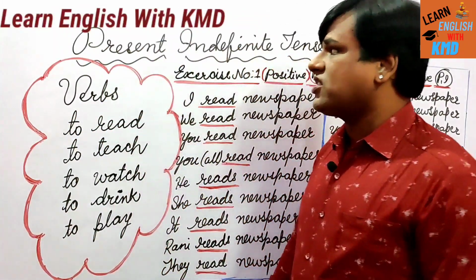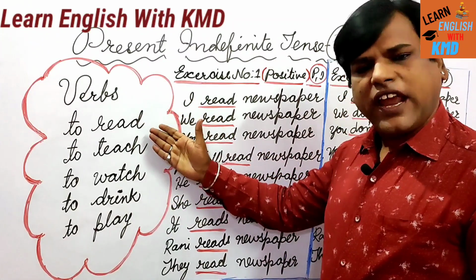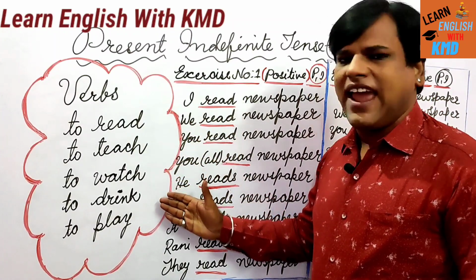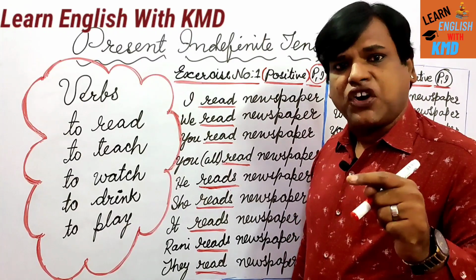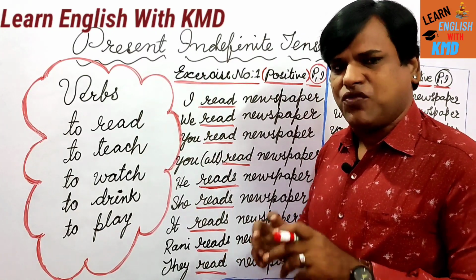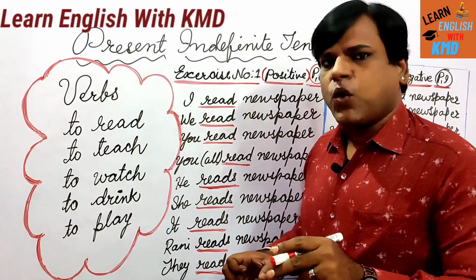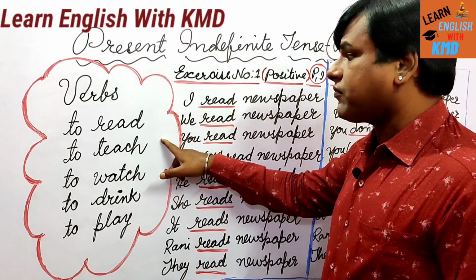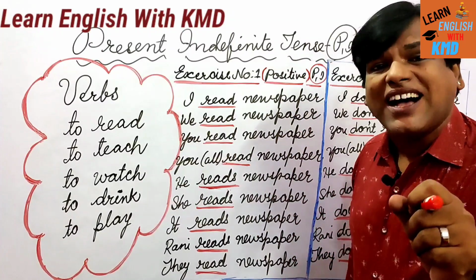Well, as you can see, we have 5 verbs here: to read, to teach, to watch, to drink, and to play. Well, to read is the first form of verb. As I mentioned a little while ago, you've got nothing to do with the second form of verb, third form of verb, and fourth form of verb. Always go with first form of verb. Let's talk about exercise number 1, positive.